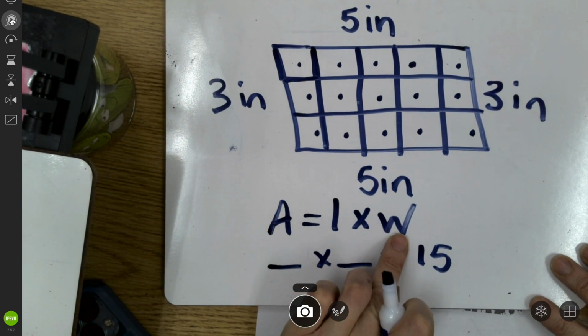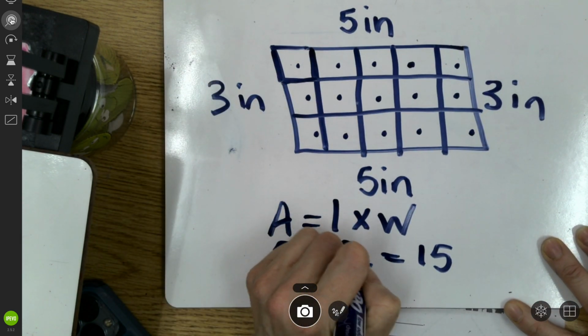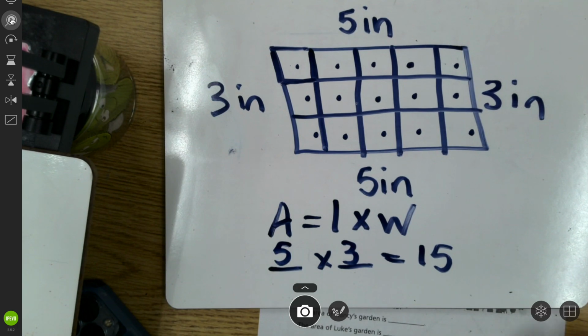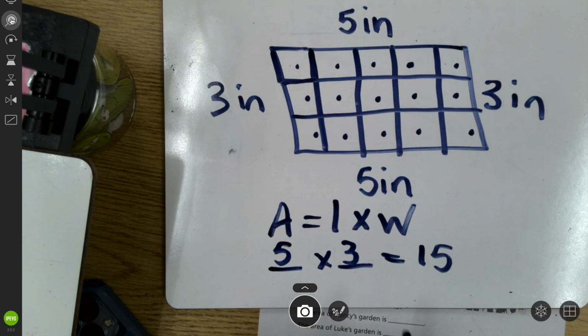So length times width. The length is 5, so 5 times 3 equals 15. So much easier than having to create equal groups or an array. Nope, this is just a review.